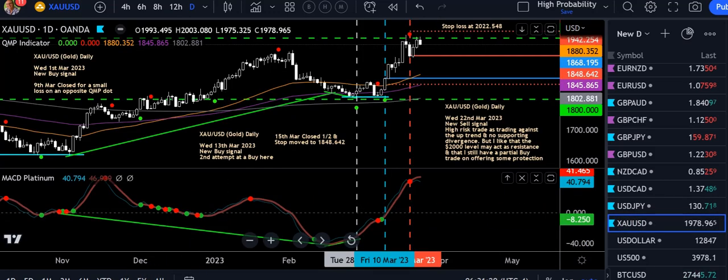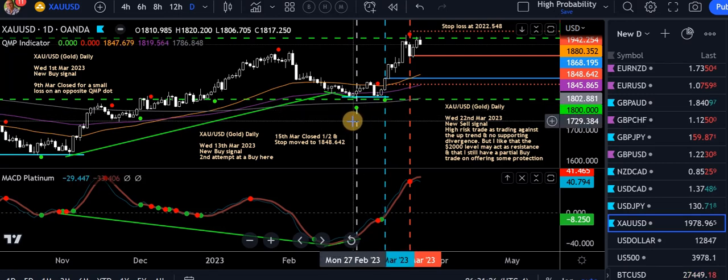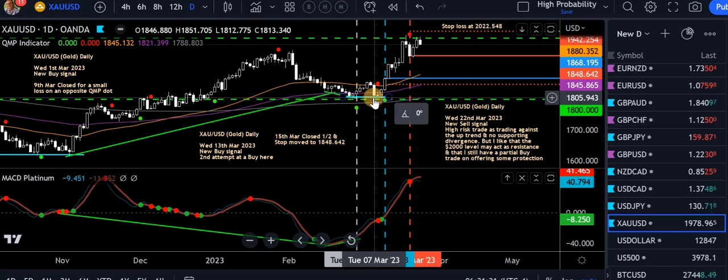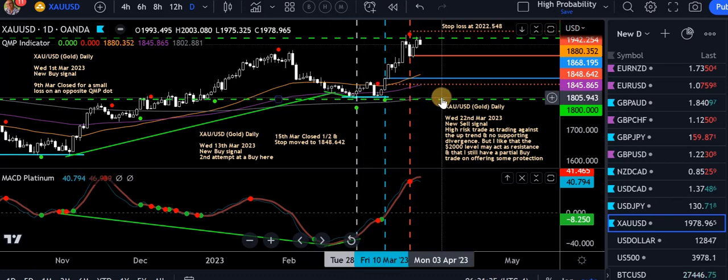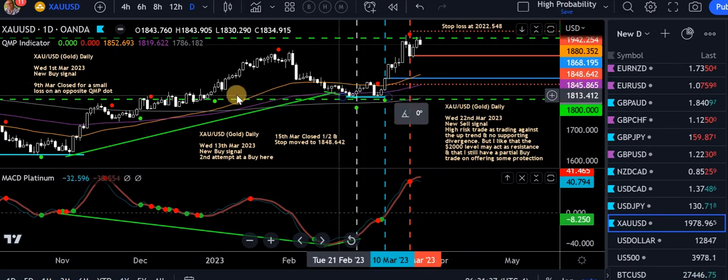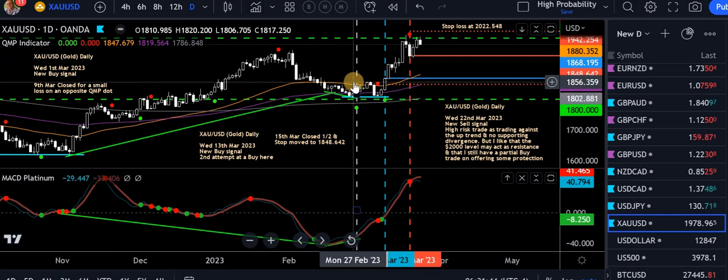All right, first thing is we've got this buy. I took a buy on the 1st of March and closed for a small loss on the opposite QMP dot. So I took the buy in here, closed it there. This green horizontal line here is the 1800 level, which is a big support resistance level on gold, as you can see. And that green one up there is the 2000 level, which is a huge round number.